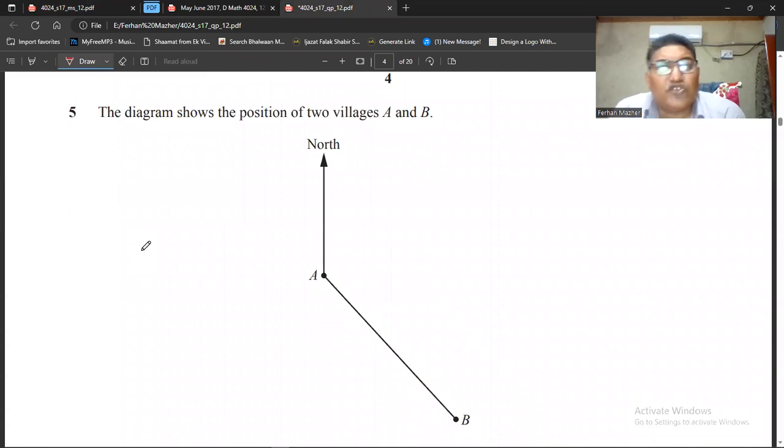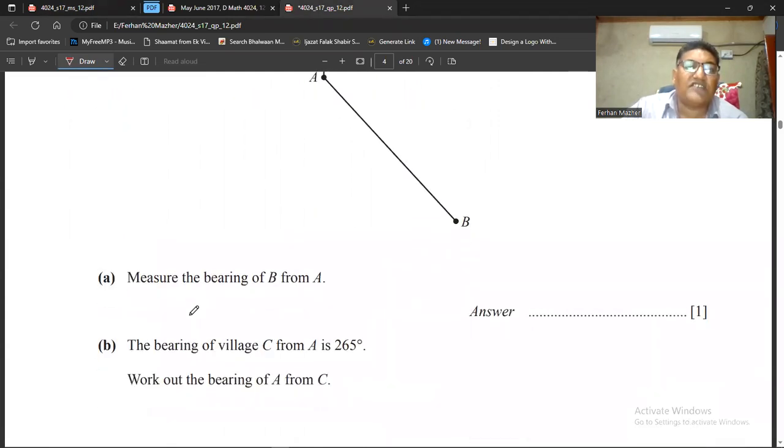The diagram shows the position of two villages A and B. Here we have A, here we have B, and here is the north at A. The first question is: measure the bearing of B from A. The important thing is the word measure. Measure means with the instrument, measure this angle.